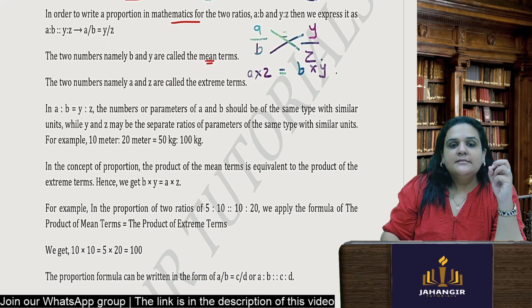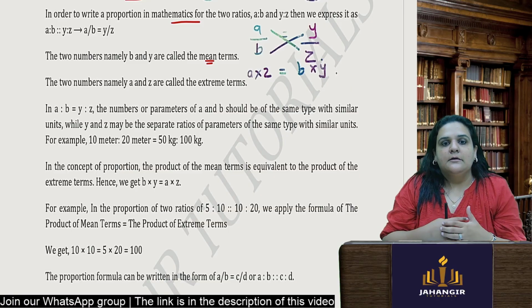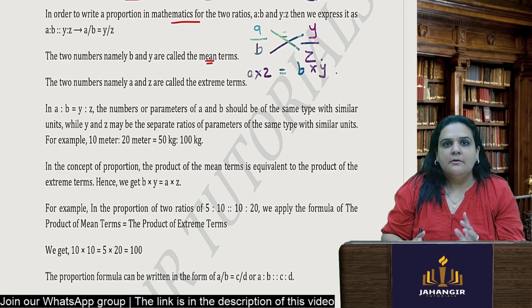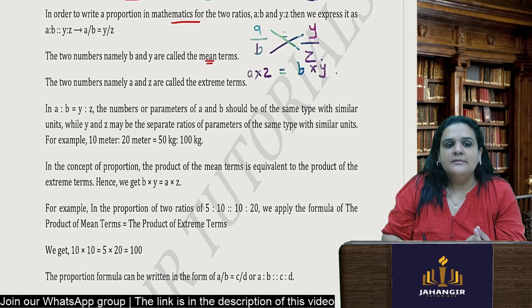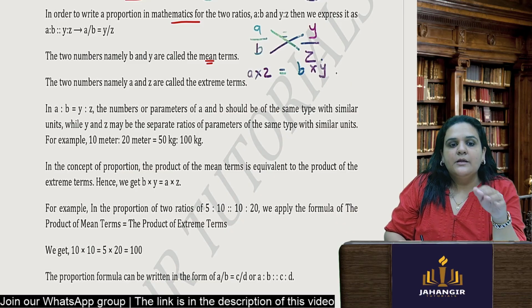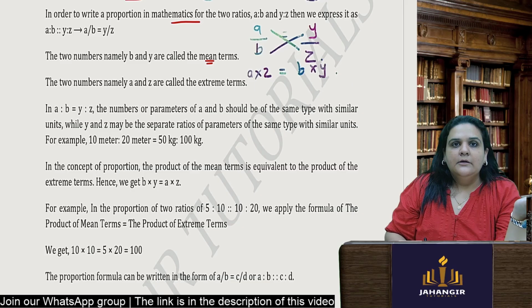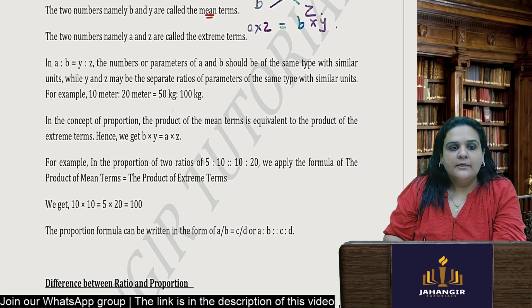But these ratios can be used only when you are comparing similar quantities, with the same unit. If I try to compare kgs with meters, or kgs with speed, it cannot be done; it has to be the same unit. So 10 meters is to 20 meters is equal to 50 kg is to 100 kg. In the same units I can do it. I cannot take kgs with speed or time, etc. Meters with meters, kgs with kgs, milliliters, liters, etc.